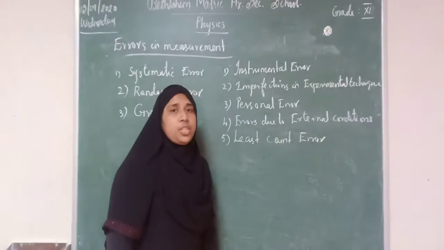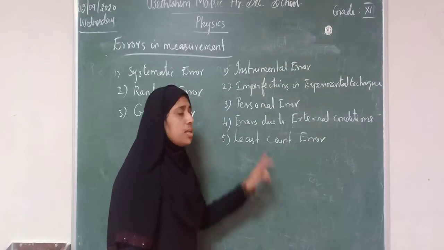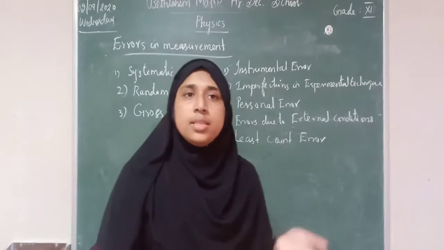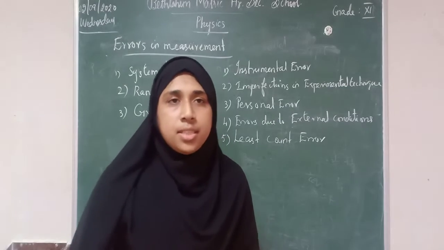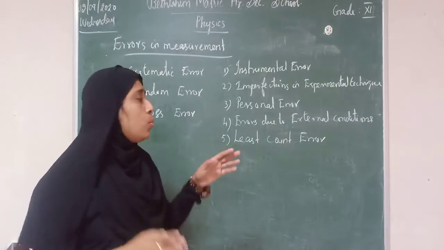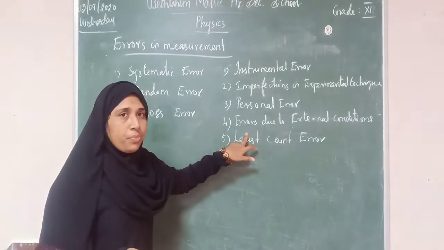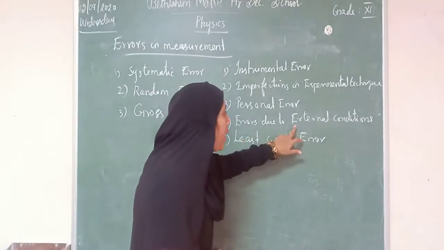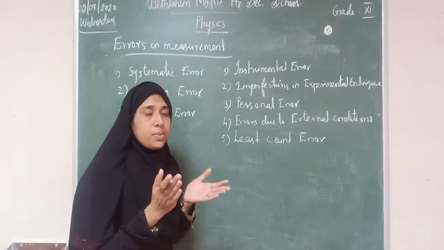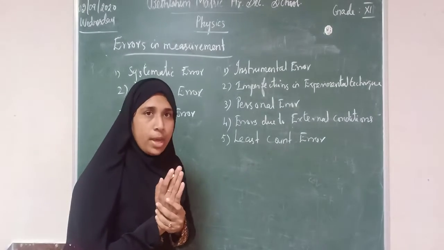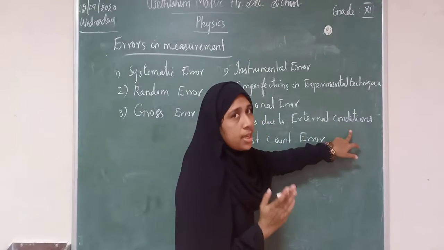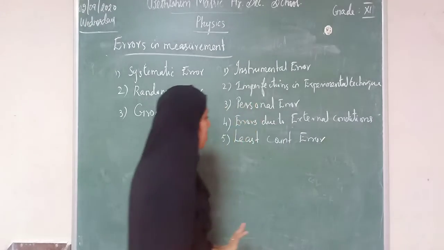Errors due to external conditions. Errors due to external conditions in the sense of external climatic changes. Maybe changes in pressure, changes in temperature, changes in humidity. This also will produce error. When you are doing the experiment in high temperature conditions or low pressure conditions, the readings of the apparatus will not give the proper value. So this is about errors due to external conditions, changes in temperature, pressure or external climatic conditions.